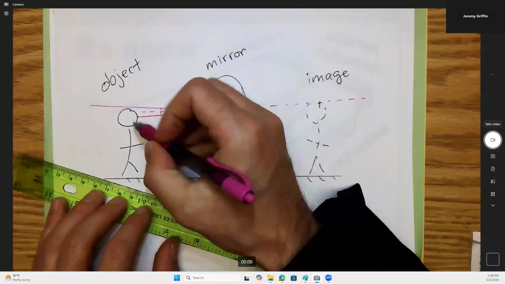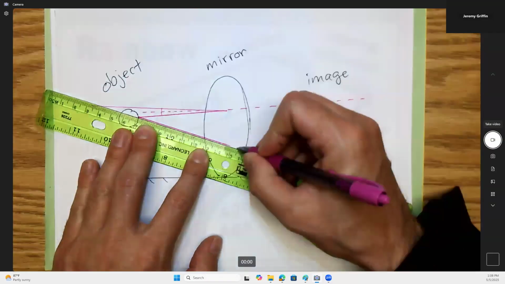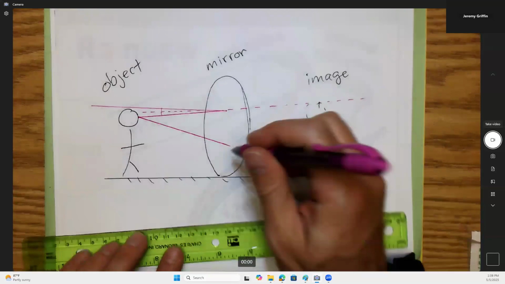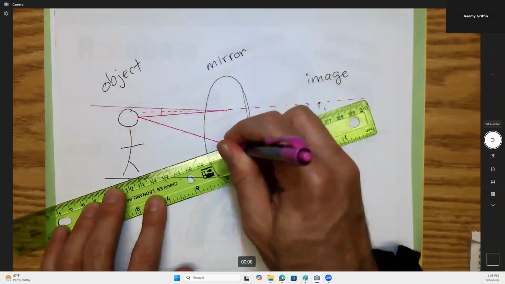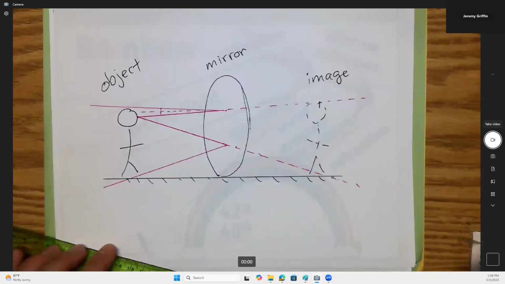He also looks down and sees his feet in the mirror, so the feet of his reflection. It comes from that way right there. But really, that light ray came from back that way right there. Is that also true? Yes? All right, is everybody good with that?